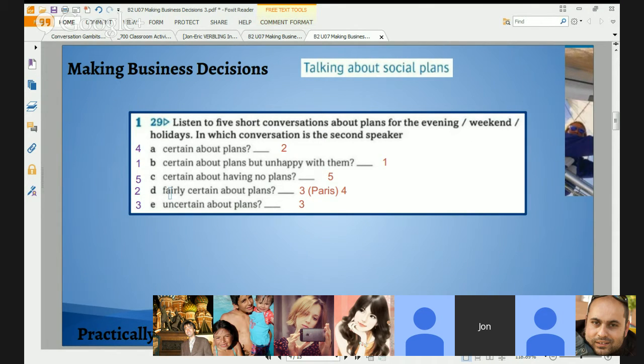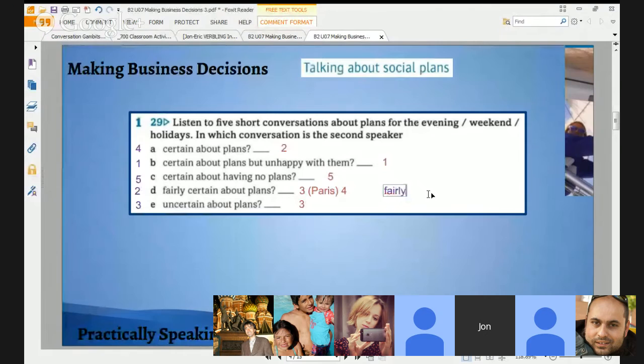What's the meaning of fairly? Fairly. More or less. So you can say fairly, pretty, or less. Any of those expressions would be the same. Okay, because for Paris, they were certain, so they know, and the other speaker said, "Oh, have a good trip," something like this.